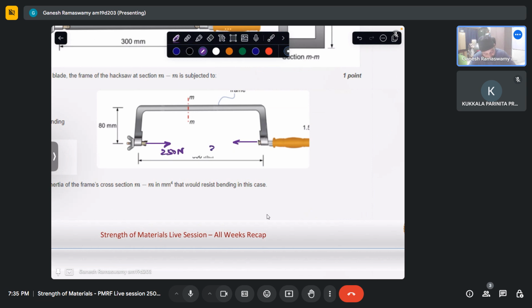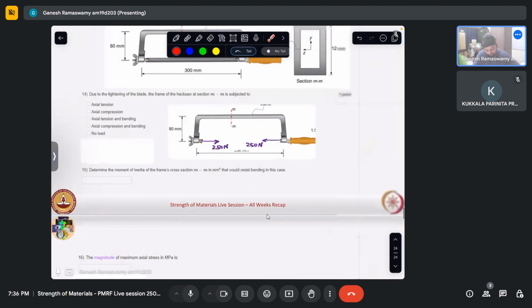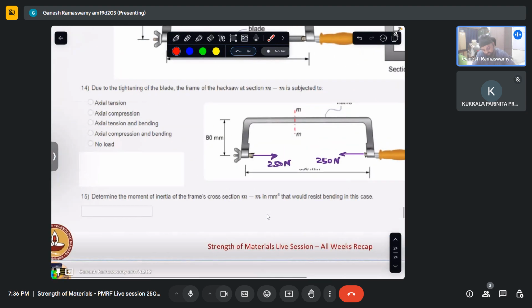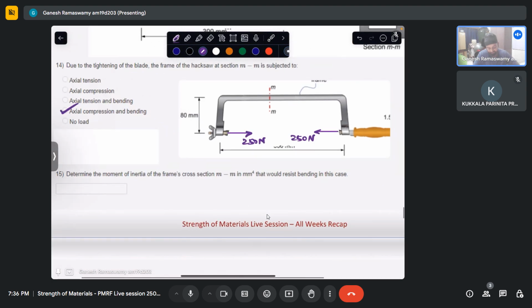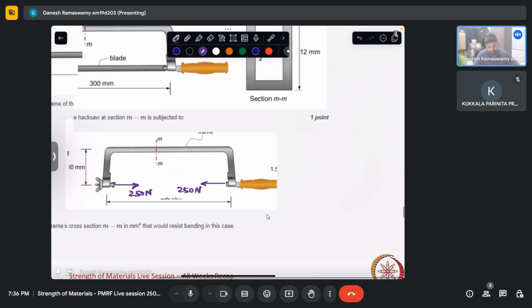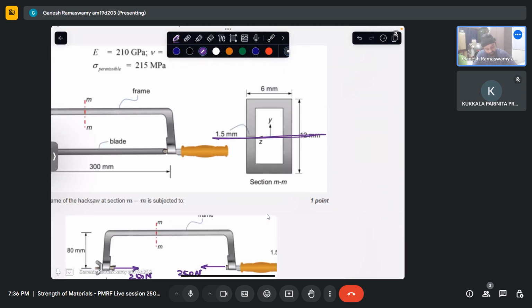This is 250 Newton, what we have applied. If I were to resolve it to this, it will get directly applied like that. In addition, there will be a couple like this, whose value is 250 into 80 Newton mm. So the section actually undergoes axial compression and bending. The moment of inertia of the frame which would resist bending is about this axis.